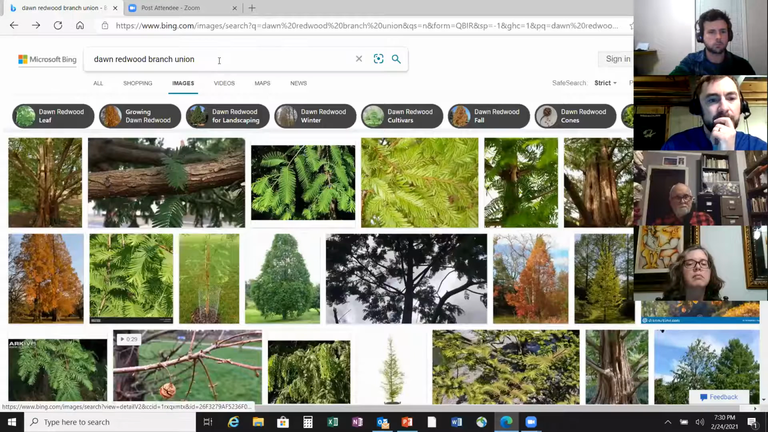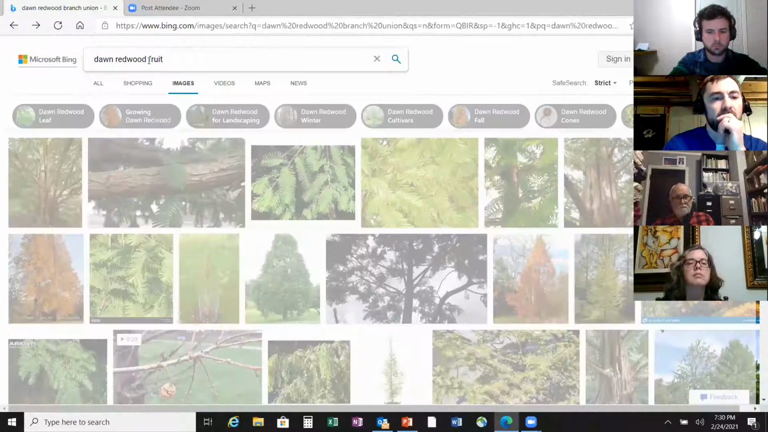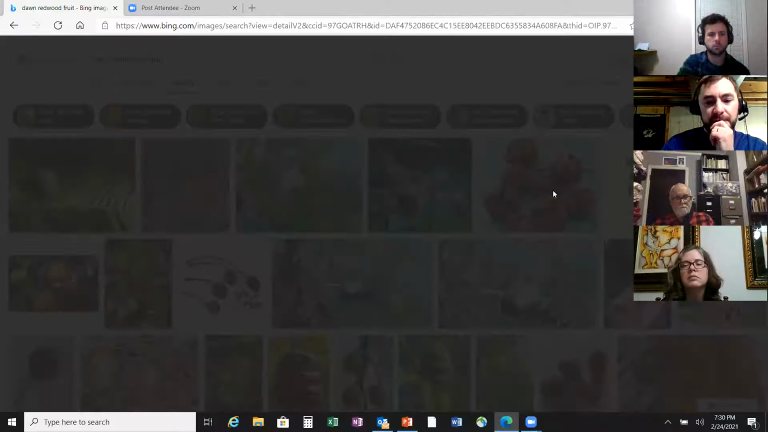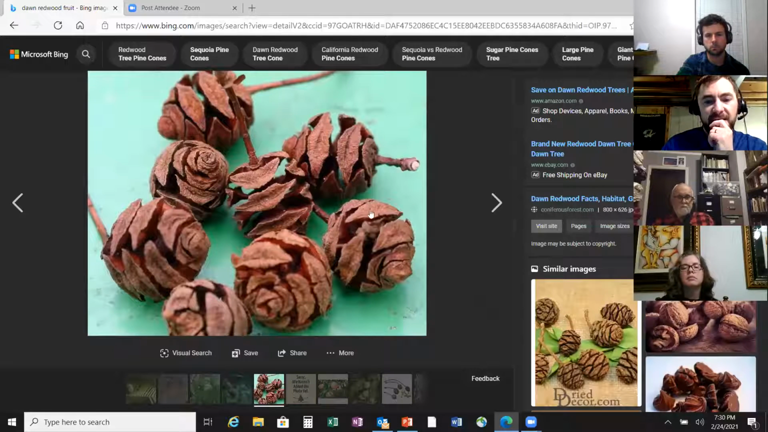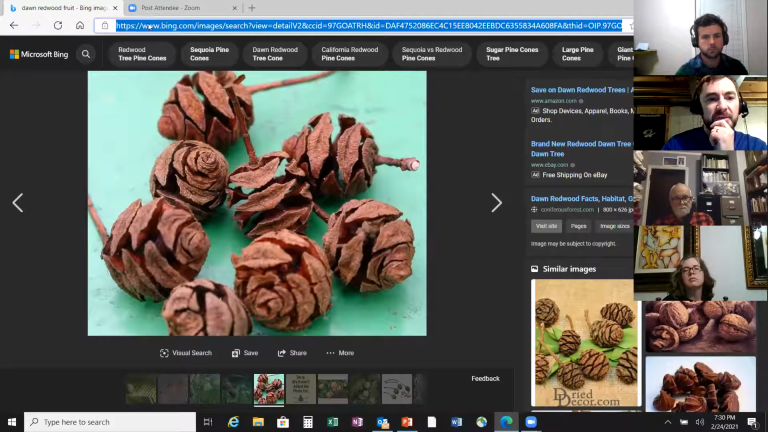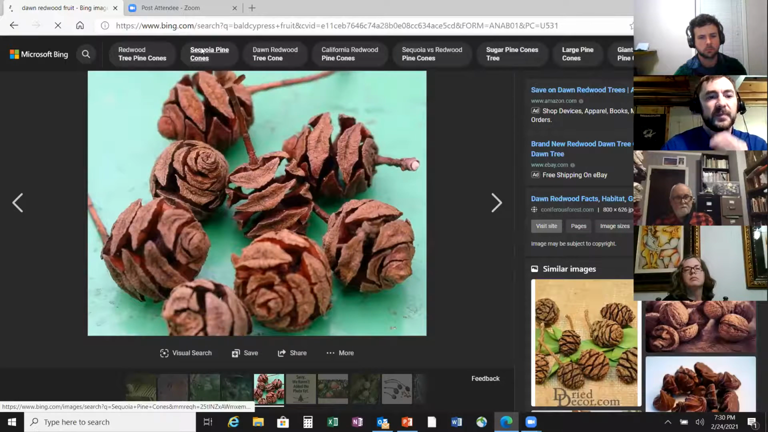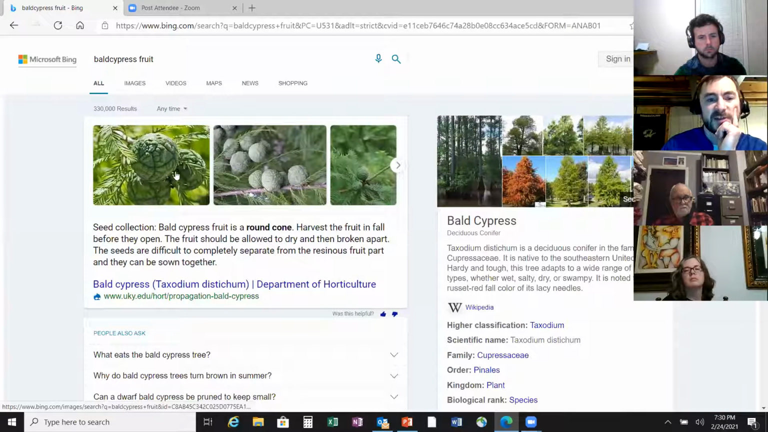The fruit too. The fruit of a dawn redwood will look like this. They're going to be a little more pine cone like. They won't be as tight. You'll be able to see some air in between. So that's a good giveaway that you're looking at dawn redwood. When you're looking at bald cypress, it's going to look more like a little ball. See, it's very tight. So that's another real good giveaway between the two.